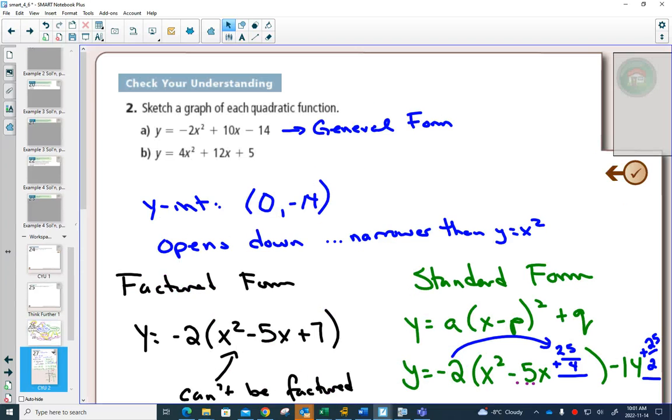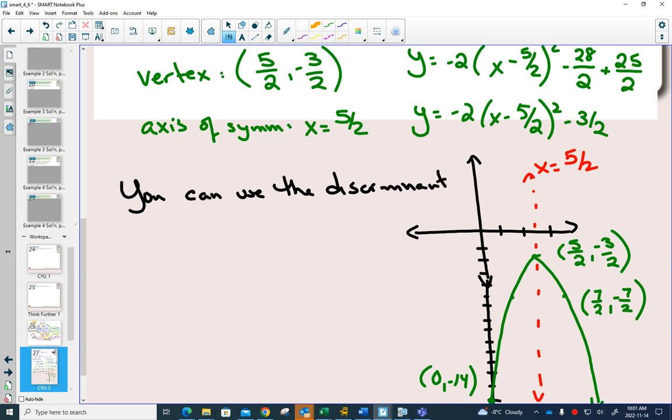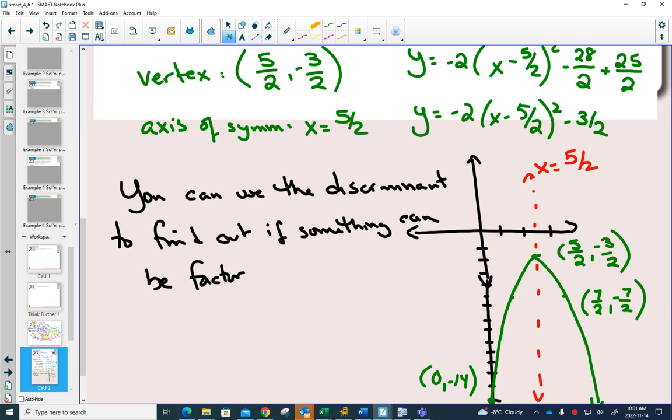One of the things that I talked about in this question, with the factored form, if you're unsure, if your mental math skills are not helping you find out if something can be factored or not, you can use the discriminant to find out if something can be factored. So the discriminant is the b squared minus 4ac.